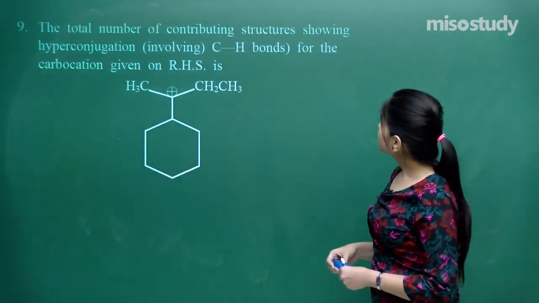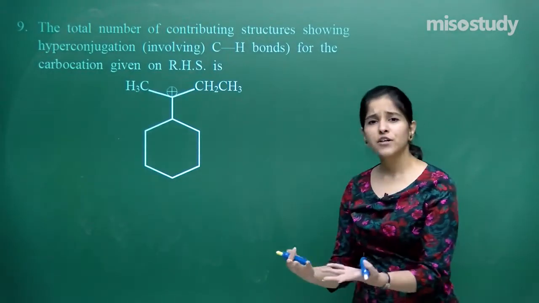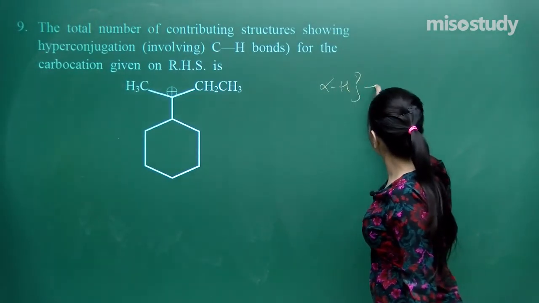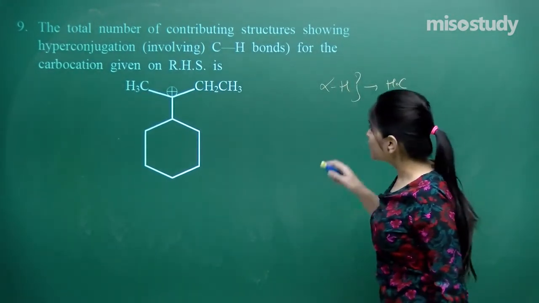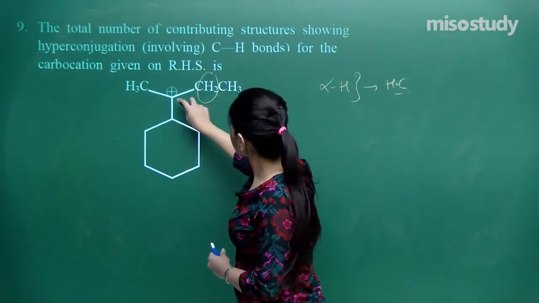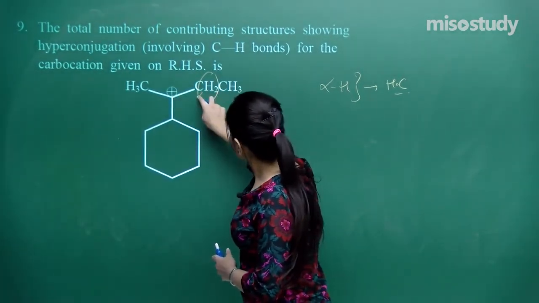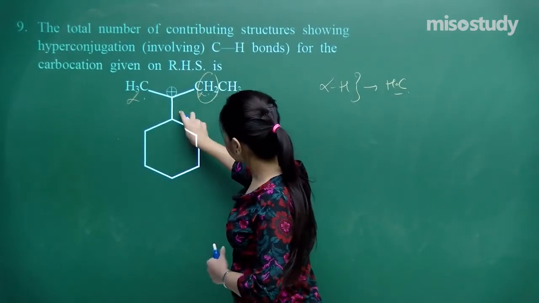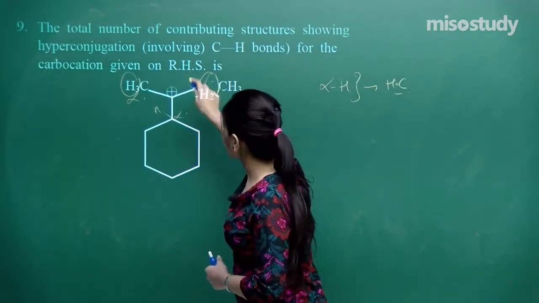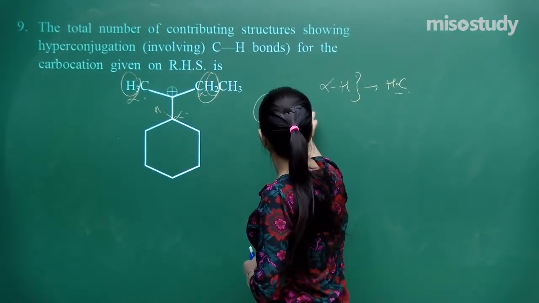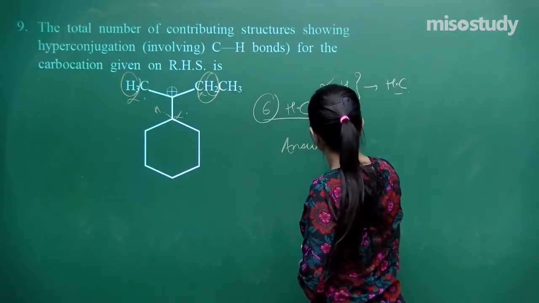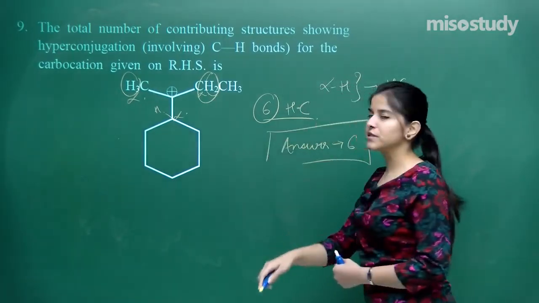The total number of contributing structures showing hyperconjugation. Again, you need to find out the hyperconjugative structures. The number of alpha hydrogens will give hyperconjugative structures. So you just need to count the number of alpha hydrogens present over here. This is the carbocation here. Corresponding alpha hydrogen is this, as well as this. 1 hydrogen over here, 3 here, and 2 here, in a total of 6. Hyperconjugative structures is the answer. Answer is 6. So that was too simple.